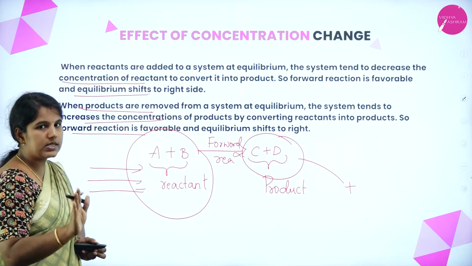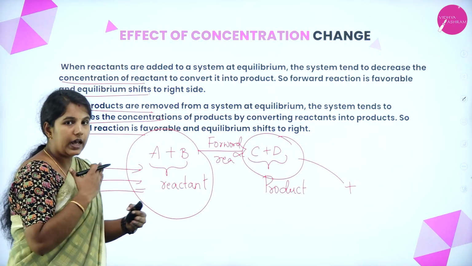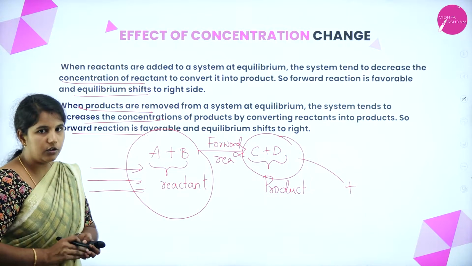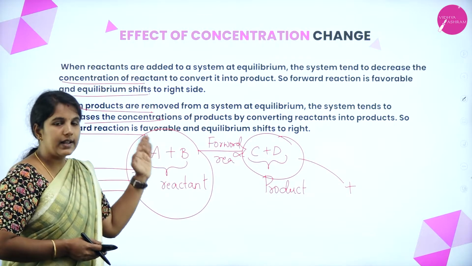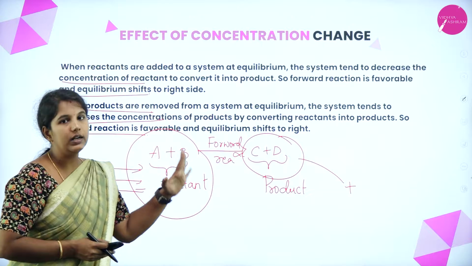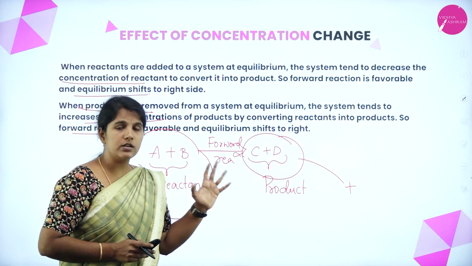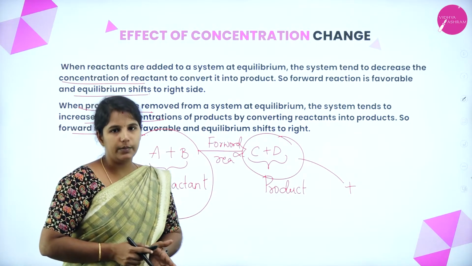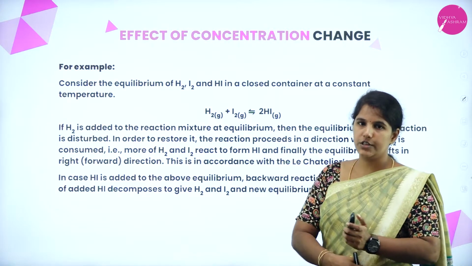What will happen? The system has to nullify the stress. So what will it do? It will convert the reactant to form a product. It will quickly allow the reactant to form a product, so that again the reaction is favored in the forward direction, and the equilibrium shift will occur. This is how, when a change in concentration is applied as stress to the system, a shift in the equilibrium is observed. We'll take up an example to understand the effect of concentration change.